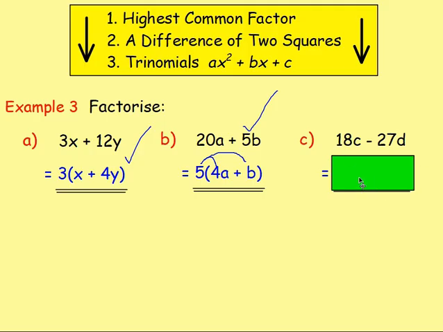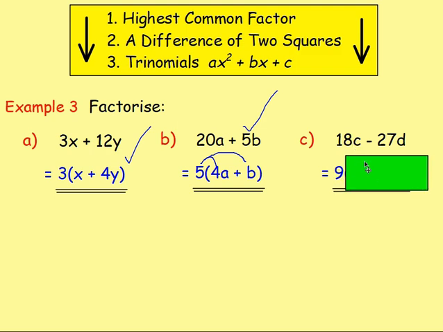Another one, 18c take away 27d. What would you do for this? What is the biggest times table that both 18 and 27 are in? 3. They are both in the 3 times table. Is there something bigger? There is something bigger. Is it a million? No, it's not. It is 9. Good, it is 9.